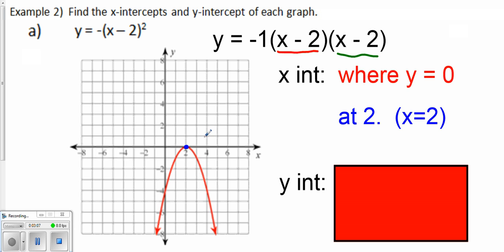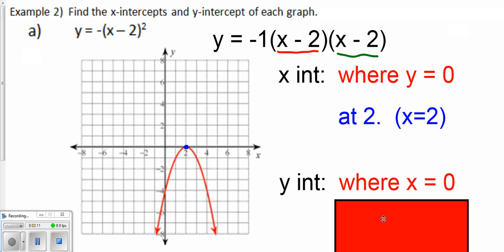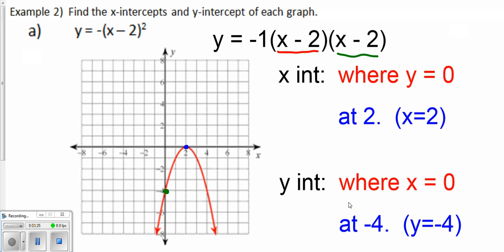The y-intercept is the next piece we're looking for. Again, that means where x equals 0, or on our graph, it's where it touches the y-axis. It happens right here at negative 4. Let me get rid of this. It happens at negative 4, or you can say y equals negative 4.